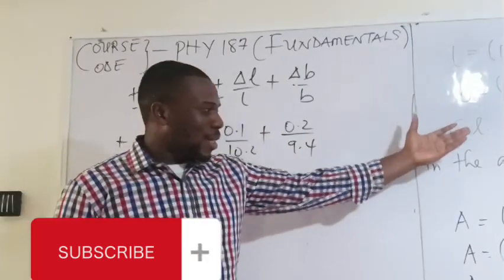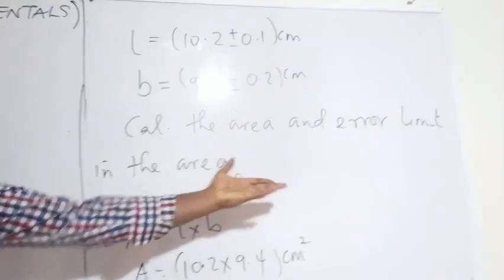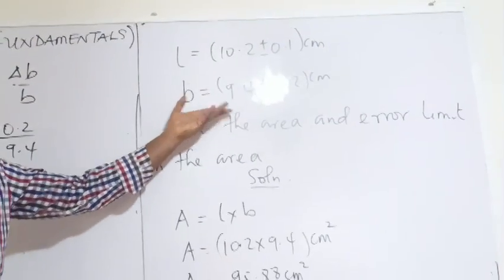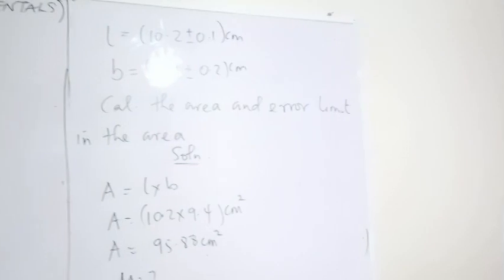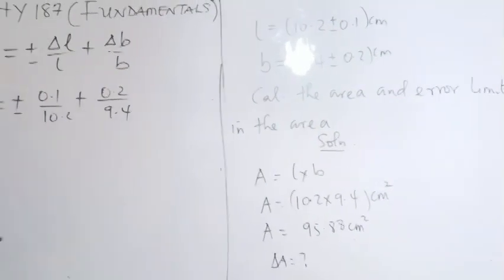And of course, we stopped from the 5th lecture. We were asked to find the area and the error limit in the area, given the measured values of the length and the breadth, and of course the error. So we've done that up to this point, and we proceed from there.